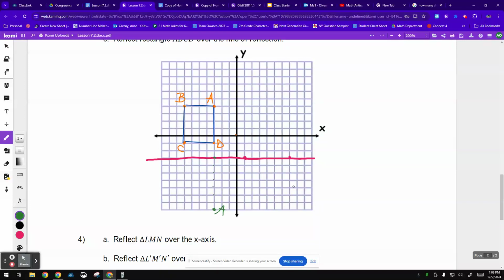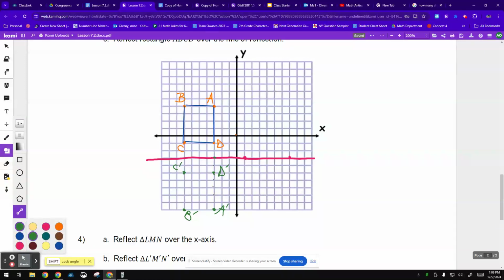That's A prime. You have to label that so that we know that your A goes all the way down here. Because D is only 2 away. So D prime is here. So you can see this literally flipped. It's upside down now, right? So here's C prime, and here's B prime. So you can physically see that it flipped.